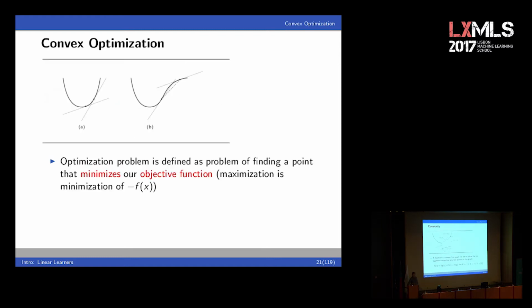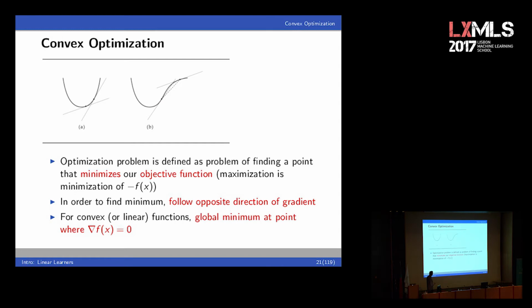Okay, so we talked about convexity, gradients, and convex optimization now. It is the problem of finding a point that minimizes the objective by following the opposite direction of the gradient, and you arrive at the global minimum, at the point where the gradient is 0, right? You can see the global minimum here. The gradient is just a horizontal line. This is where you want to arrive.